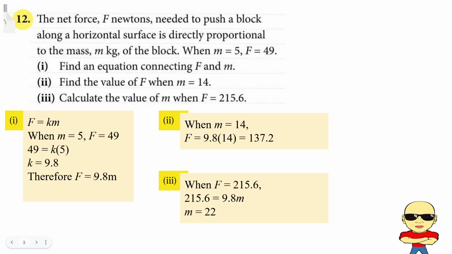Once we have the relationship down, we can just do substitution to find the answers to part 2 and part 3. When M is 14, F is 9.8 times 14, which gives us 137.2. And when F is 215.6, 215.6 is 9.8 times M. M will be 215.6 divided by 9.8, which gives us 22.